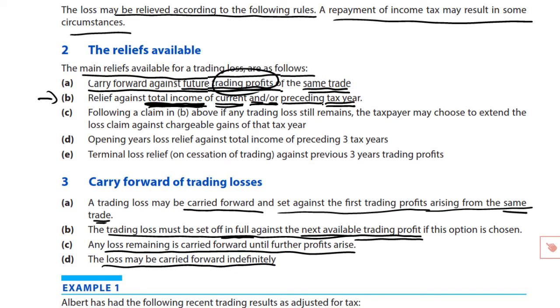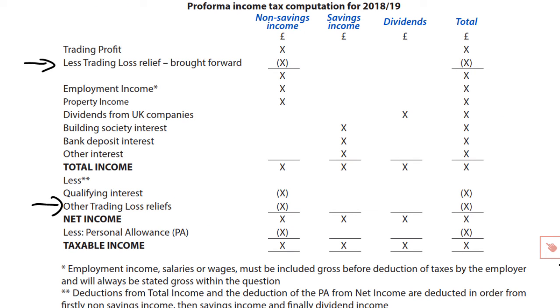So do that now, please. Okay, well, hopefully you have reminded yourself of the pro forma income tax computation, and picked up what I was referring to a moment ago. That is, there are 2 points on this pro forma computation where those trading loss reliefs may be involved and reduce the income of any tax year.